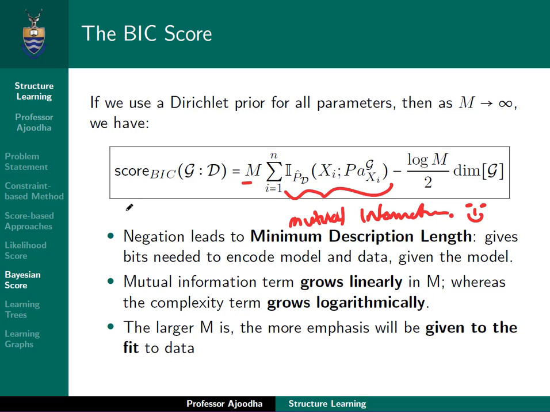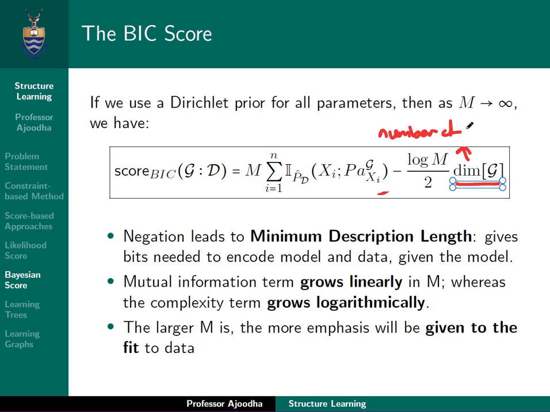So in other words, the BIC score is the mutual information of every node and its parents, minus, so this is a more local thing, okay? But now we're minusing the log of the dimension of the model. So minus log of the dimension of G. This is the only thing you don't know what it means. This is the number of independent parameters.